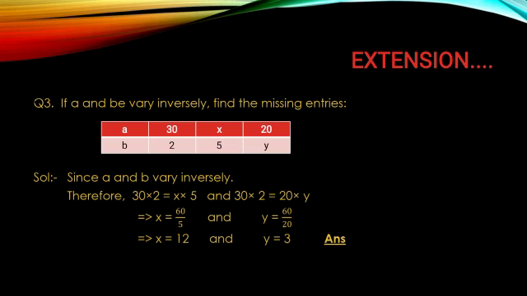So therefore 30 multiplied by 2 will be equal to x into 5, and 30 multiplied by 2 will be equal to 20 multiplied by y. Now you can find out the values of x and y from the given equations. From the first one, 30 multiplied by 2 is 60, and 60 divided by 5 will give you 12. From the second equation, y will be equal to 30 into 2, 60 upon 20. After dividing you will get y is equal to 3. So these are your missing entries that we have to find out.